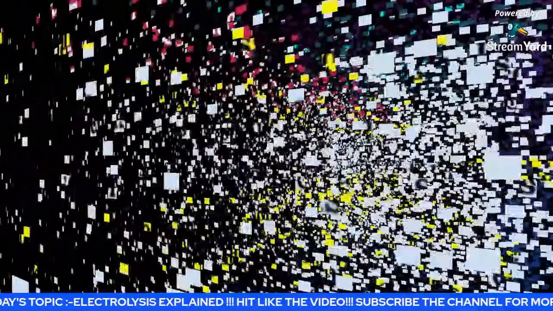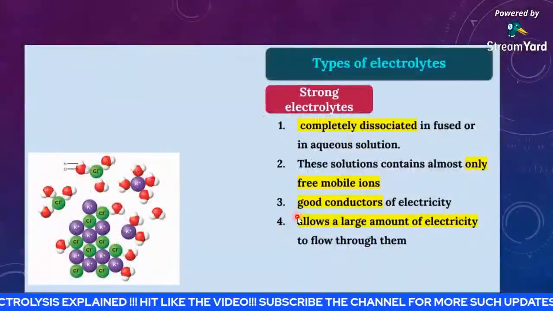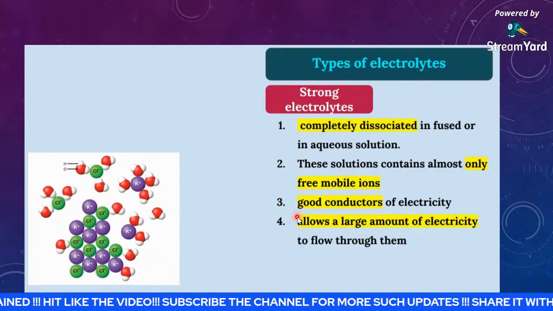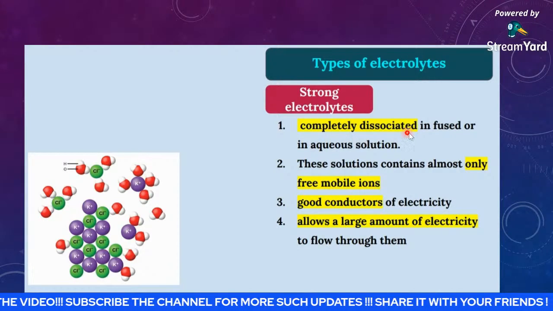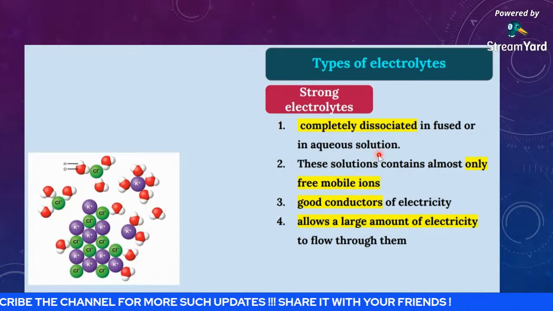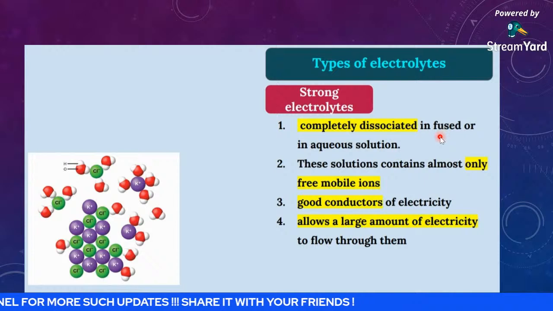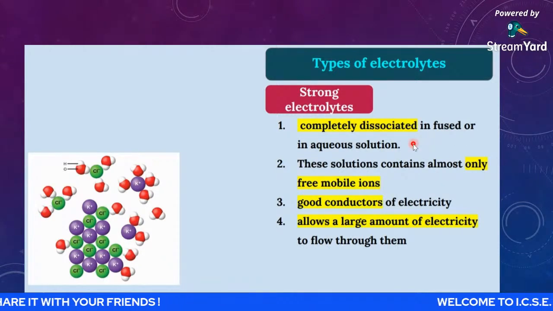Okay. Next. Now the types of electrolytes. As I said, strong electrolytes are completely dissociated in the fused or aqueous state. Remember, instead of writing fused, you can also write molten. That is a substitute.